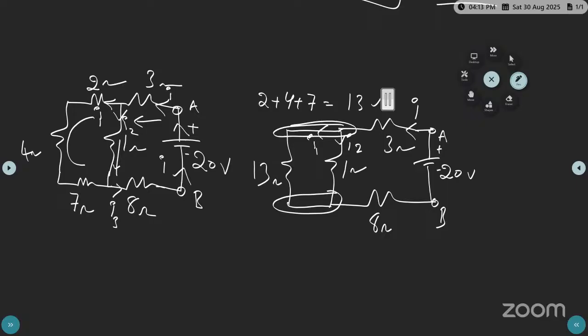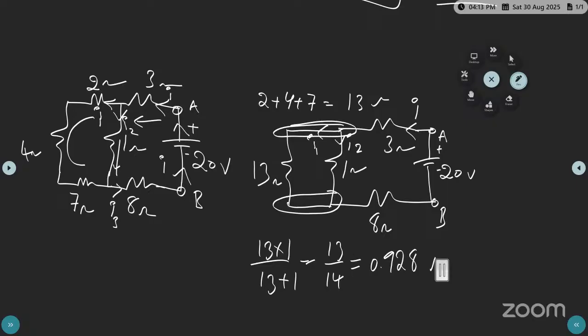So here, what is the parallel formula? 13 into 1 by 13 plus 1, so 13 by 14. How much is 13 by 14? 0.928 ohm. So these two elements are converted into a single element of 0.928 ohm. Redraw the circuit.